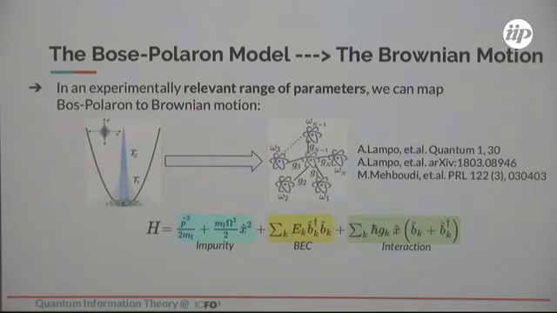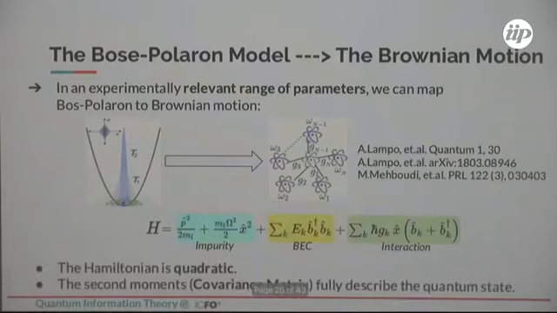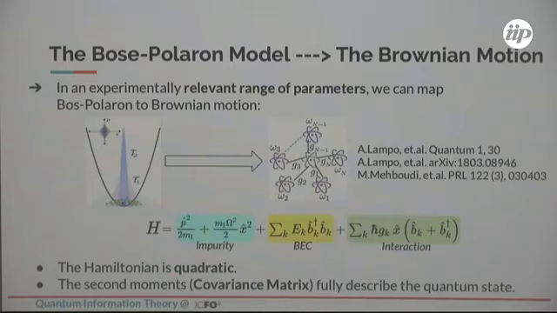The details of this mapping you can find in these papers. I just don't want to distract you with this Hamiltonian. My point here is that in the end of the day, you will end up with a quadratic Hamiltonian in this range of parameters. And as already mentioned in the morning session, when you have a quadratic Hamiltonian, you know that the steady state of this impurity would be a Gaussian state, which can be properly described by the covariance matrix and the first moments, which in our case tend to be 0.